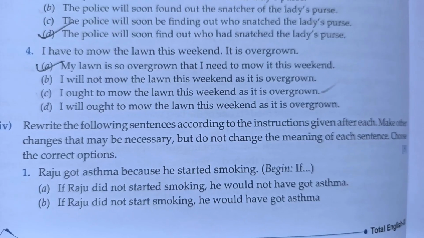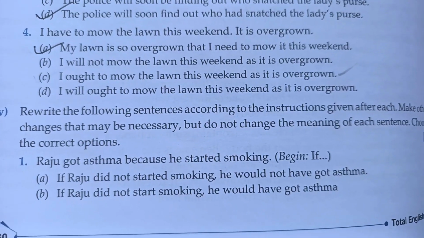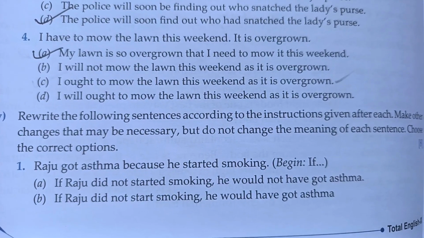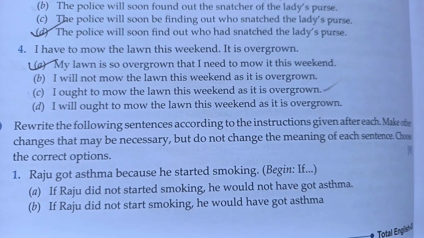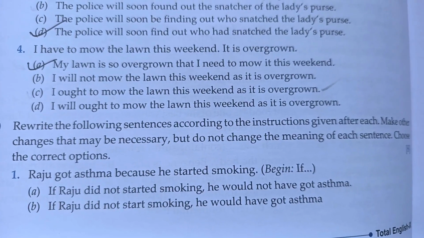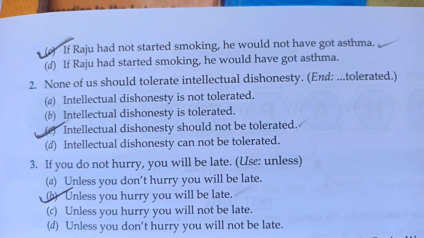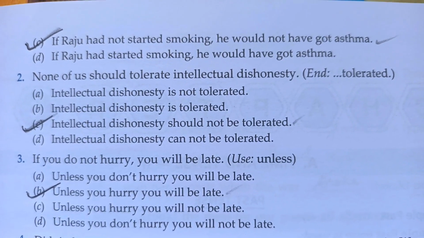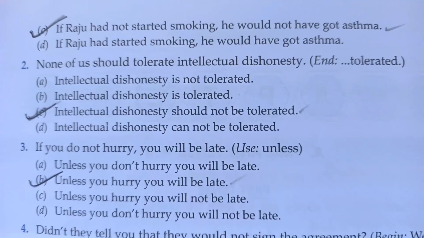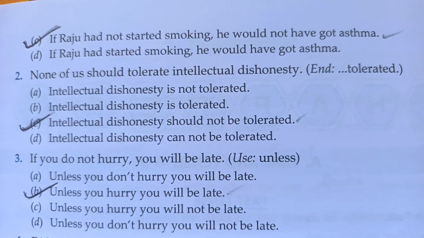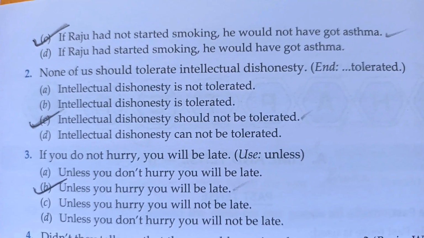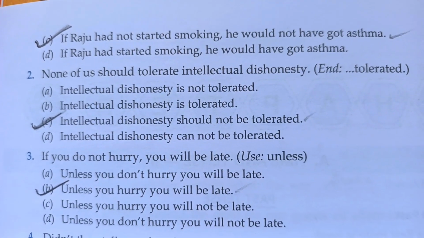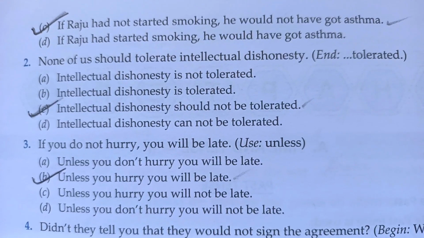Number 4, again here you have to select the correct option. So the first one, Raju got asthma because he started smoking. So here you have to begin the sentence with if. So the correct option is E. If Raju had not started smoking, he would not have got asthma. Second one, none of us should tolerate intellectual dishonesty. So here you have to end the sentence with tolerate it. So it is option C is correct. Intellectual dishonesty should not be tolerated.